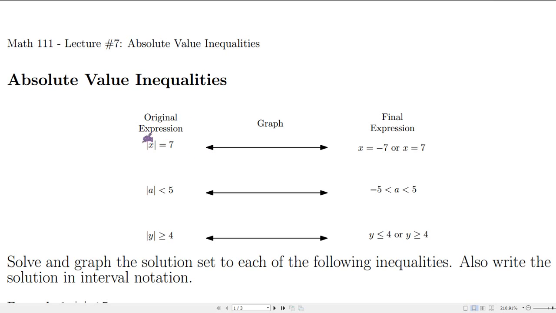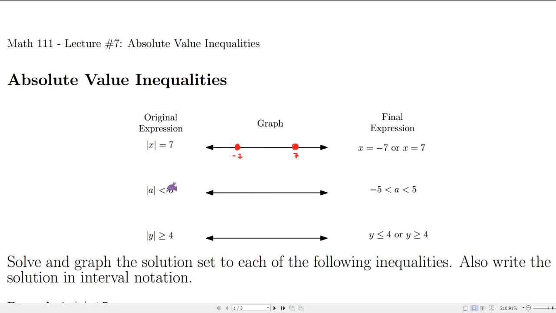So let's say your original expression was the absolute value of x is equal to 7. You're trying to find the x values that satisfy that. Well, we jumped right to the solution in that kind of situation. x is equal to negative 7 or 7, right? That one is a little bit simplistic, but you have a graph for it nonetheless. So we could graph negative 7, and we could also graph 7. So we don't really get intervals, but, well, you do, it's kind of two trivial intervals.